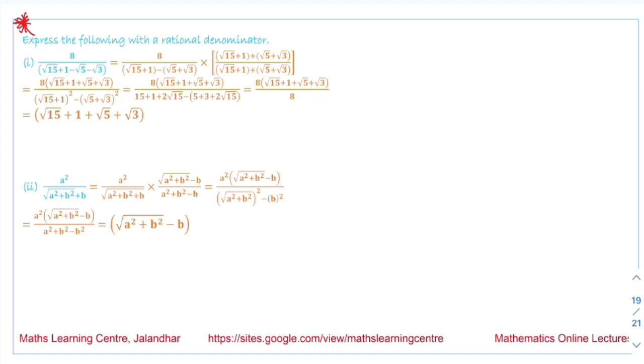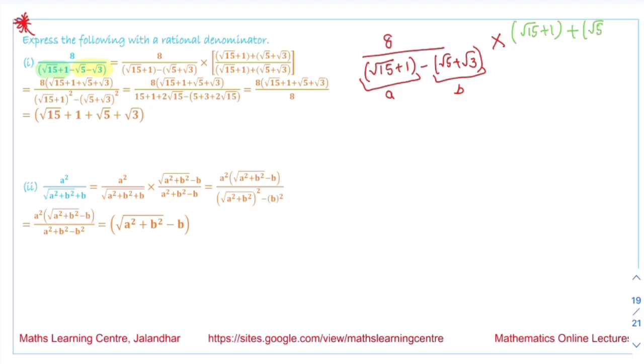So we have expressions of this form. We are saying this first part we will consider separately, and this second part we will consider separately. The number we have is 8 over square root of 15 plus 1 minus square root of 5 plus square root of 3. We consider this as the number a and this as the number b. So its rationalizing factor will be a plus b over 15 plus 1 plus root 5 plus square root of 3.